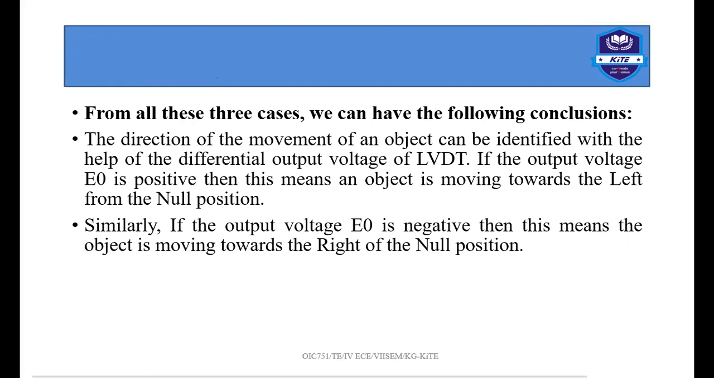The direction of the movement of an object can be identified with the help of the differential output of the LVDT. Similarly, if the output voltage E naught is positive, then this means that the object is moving towards the left from the null position. If the output voltage E naught is negative, then this means that the object is moving towards the right of the null position. One is at the extreme right, one at the extreme left, and one at the center, that is the null position.